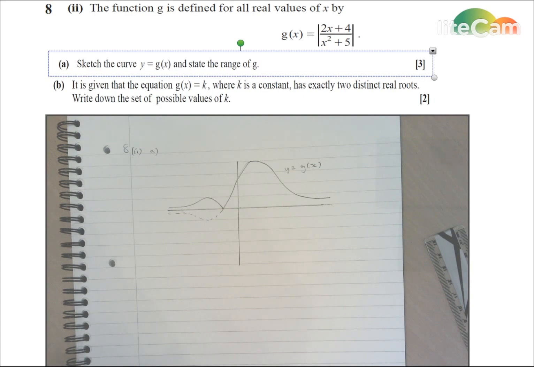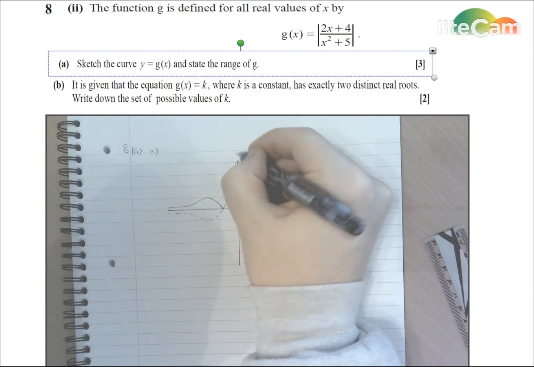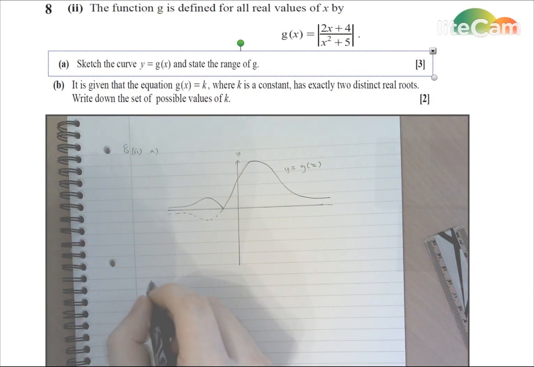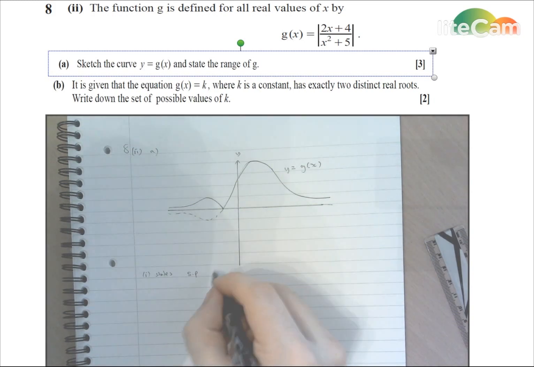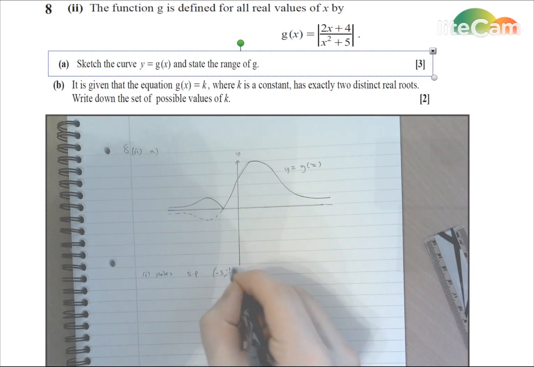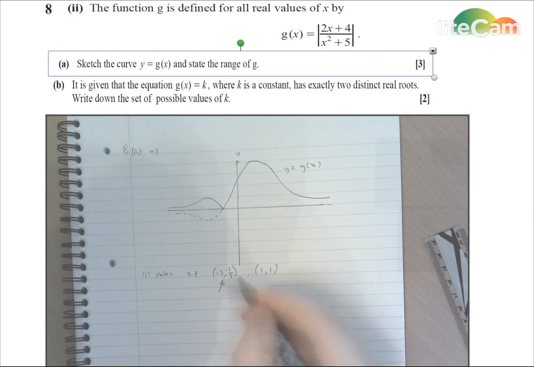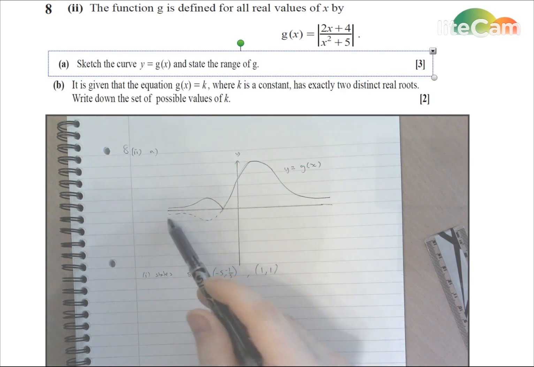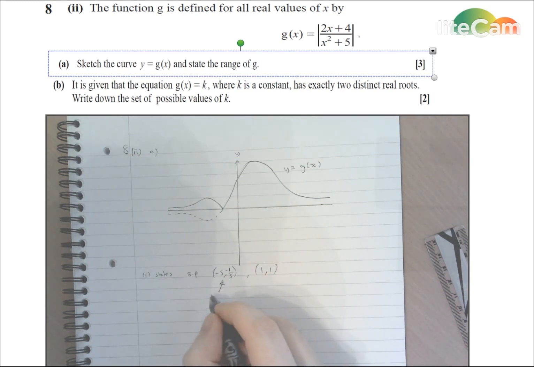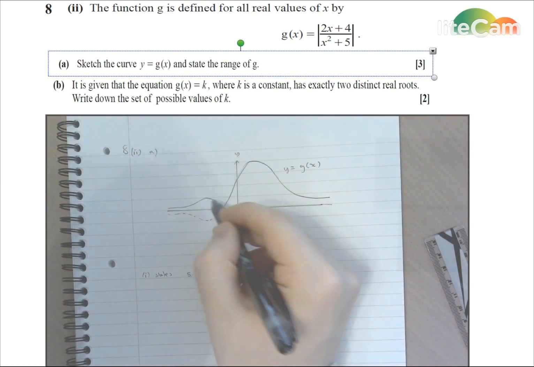So we don't just have to sketch the curve, we have to state the range of g. Well, the range is any values it can take in the y direction. Now if we remember our answer from 8 part 1, we stated that the stationary points of the curve without the modulus sign were minus 5, minus a fifth and 1, 1. Well, this one is clearly not going to be negative anymore because we're taking the modulus of it. So this stationary point here, still minus 5 because it's still negative in the x direction, but this becomes a fifth. So exactly the same magnitude but the opposite sign.